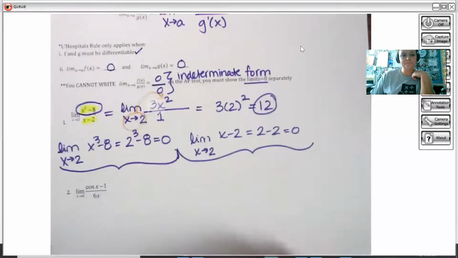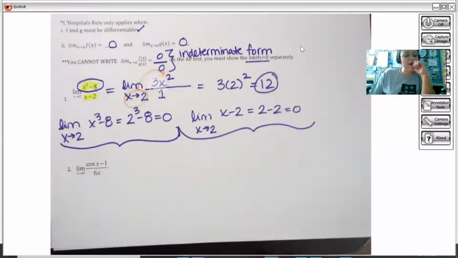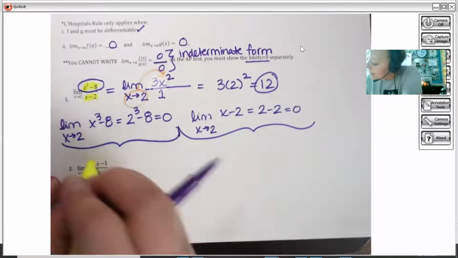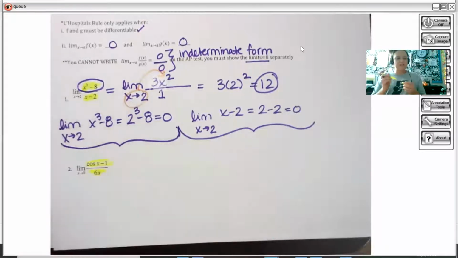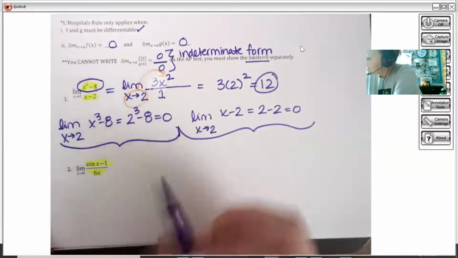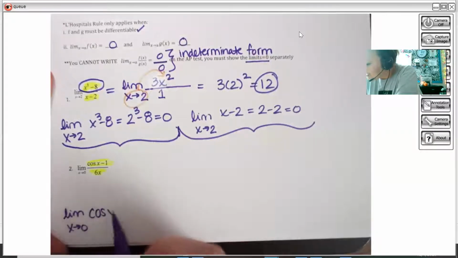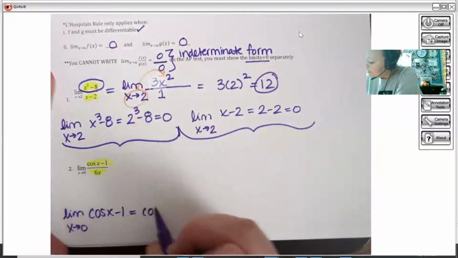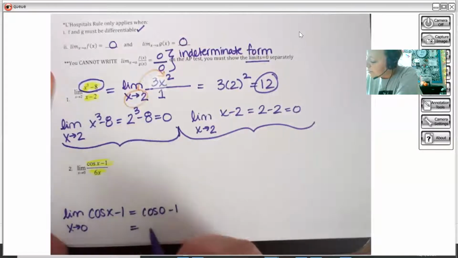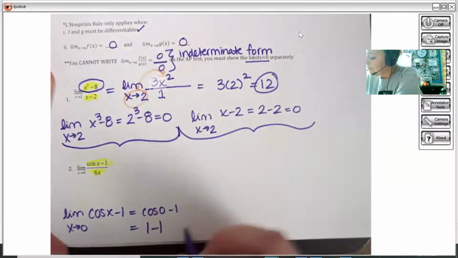Okay, go down to number 2. Number 2 says we have the limit as x approaches 0 of cosine x minus 1 over 6x. Remember, I'm going to check both of these functions to make sure that they're continuous and differentiable separately, which they are. Cosine just does this all day. 6x is a straight line, so those are both good to go. So the first thing I'm going to do is check the top limit as x approaches 0 of cosine x minus 1. Well, that'd be cosine of 0 minus 1. Cosine of 0 is 1, minus 1. That does give me 0.